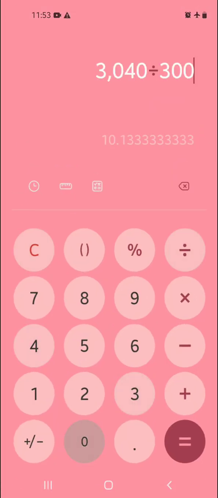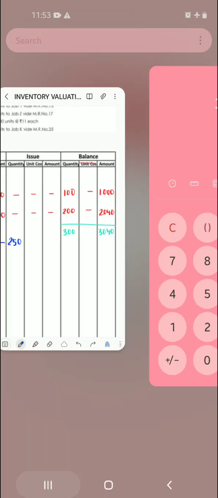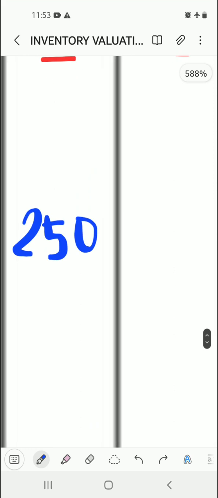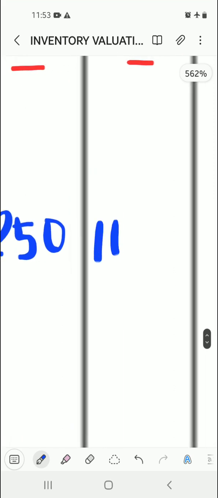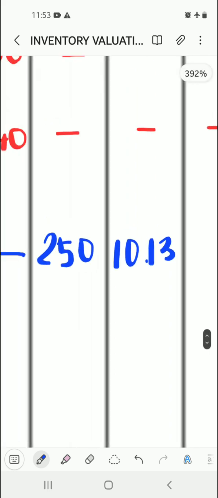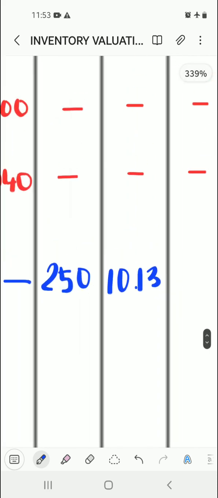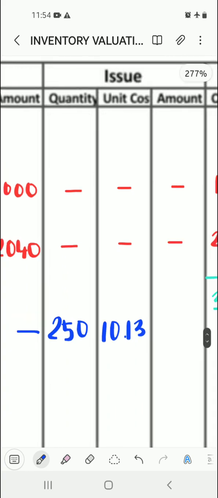3040 divided by 300, we get 10.133. So we'll take it as 10.13. Always take it round to two decimal places for simplicity, and also because there are only two decimal places in rupee, because 1 rupee makes 100 paisa. So that is the logic.